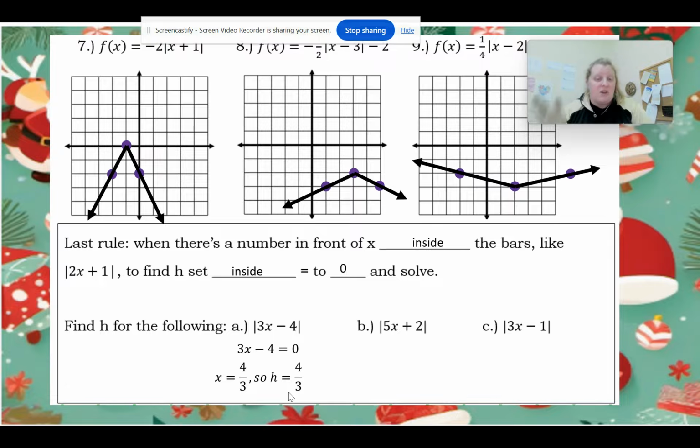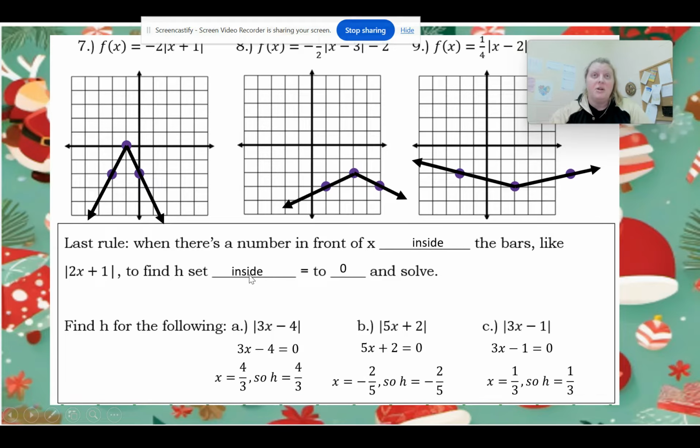So it's going to be, if you add the 4 and divide by 3, 4/3, and you can just leave it like that. Fraction form is fine. Similarly, 5x plus 2 would have to equal 0, which would get me an answer of negative 2/5. So that's where my h value would be. And then letter C, if I solve it, I'm going to get 1/3. So that's going to conclude our topic on graphing V's, absolute value functions. Our next lesson will look at what's called quadratic functions.